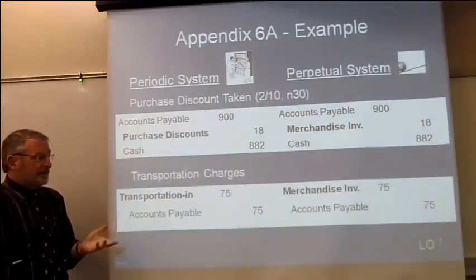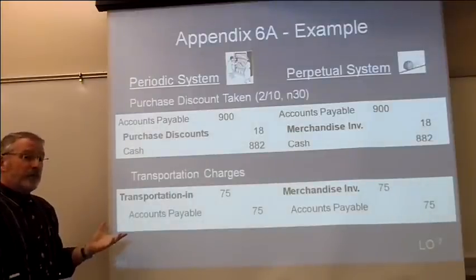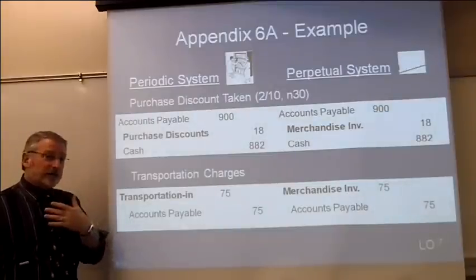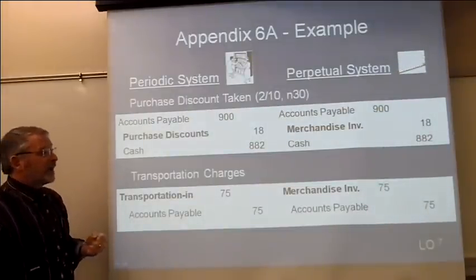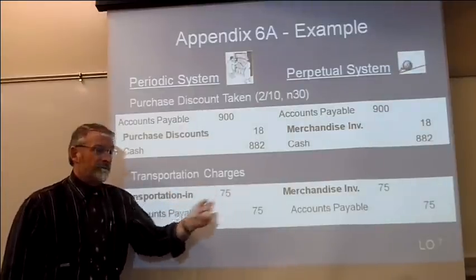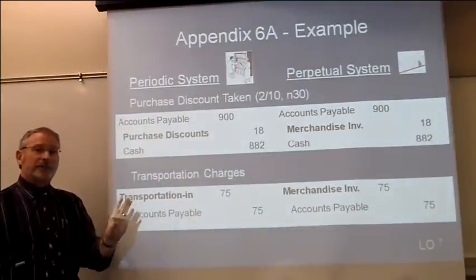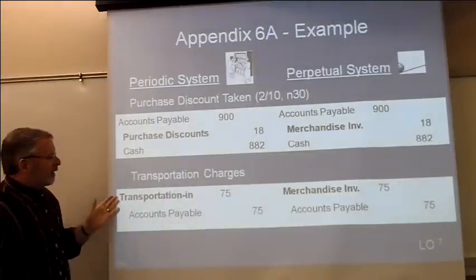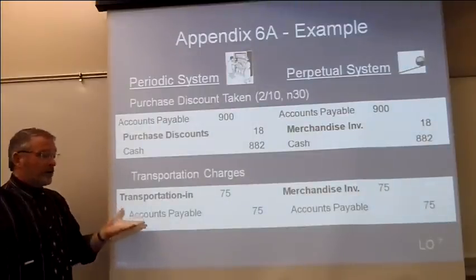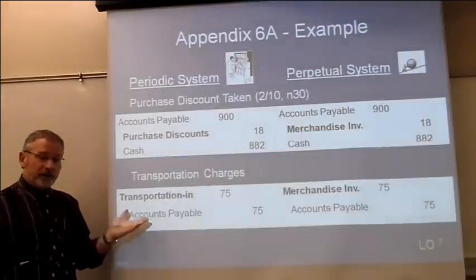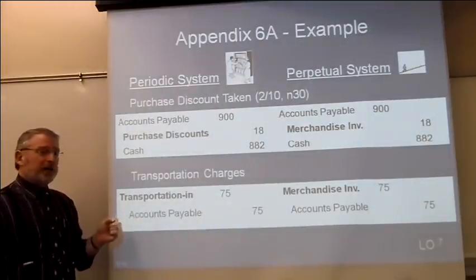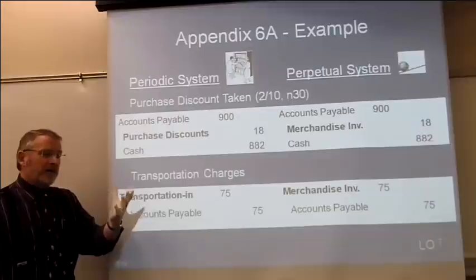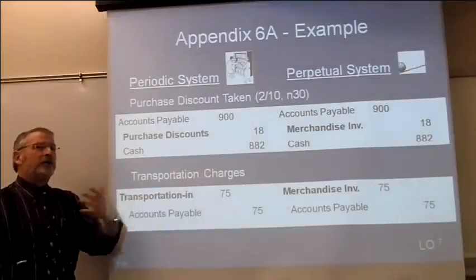What about freight charges? We bought merchandise and we were charged the freight in, or the transportation cost of having it delivered to us. In the perpetual system, we would have seen that as an additional cost of inventory and updated inventory. But under the periodic system, where we don't update inventory, we record it in an account called transportation in, or freight in, or freight charges. It's just an account that describes the transportation cost of getting goods from our supplier to us.